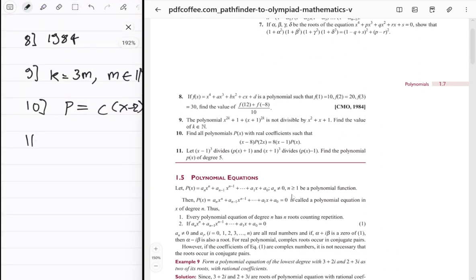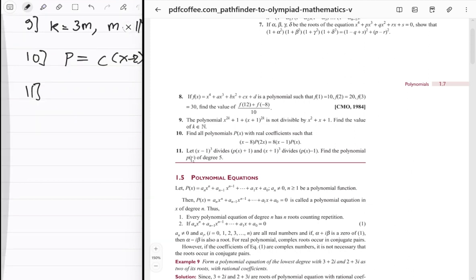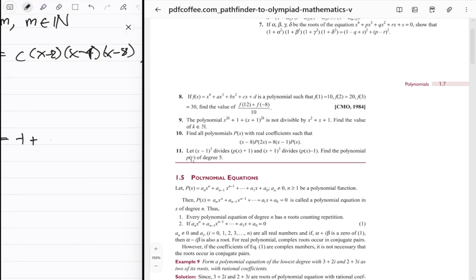11th: let (x minus 1) cubed divide this thing, and this thing divides this. Okay, find the polynomial p of x of degree 5. So p of x can be given as -1 plus some q of x. Maybe I should say m of x, yeah, m of x, that's a polynomial.